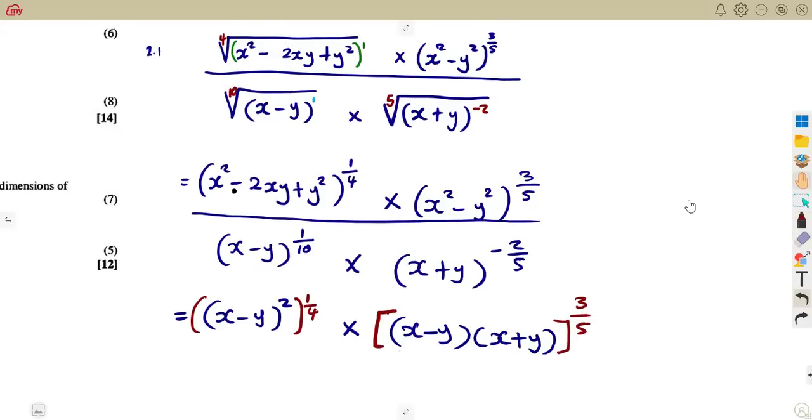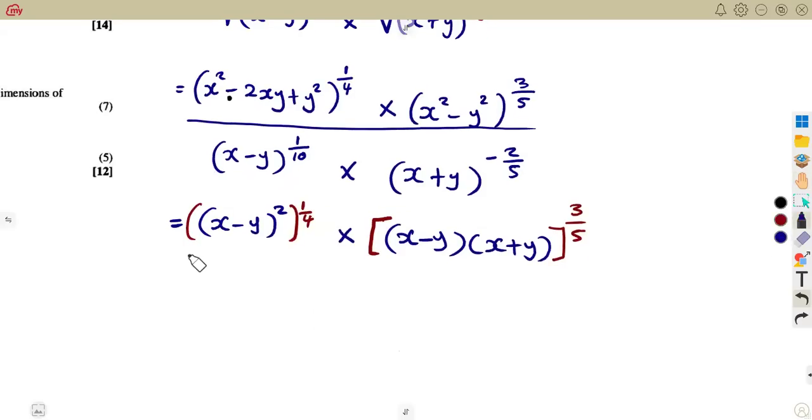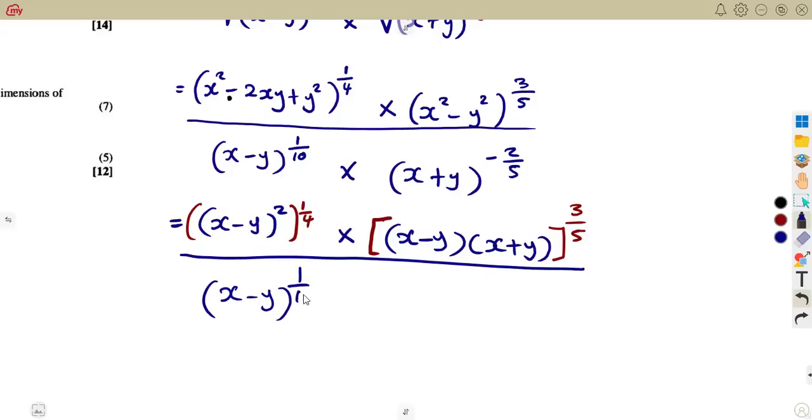In the denominator, already these are in simplest form. There's no need for us to factorize x minus y. So you're just going to rewrite x minus y to the exponent of 1 over 10 times this one. We're just going to rewrite x plus y to the exponent of negative 2 over 5, like that.